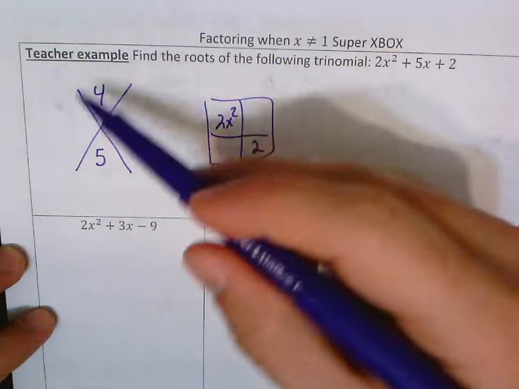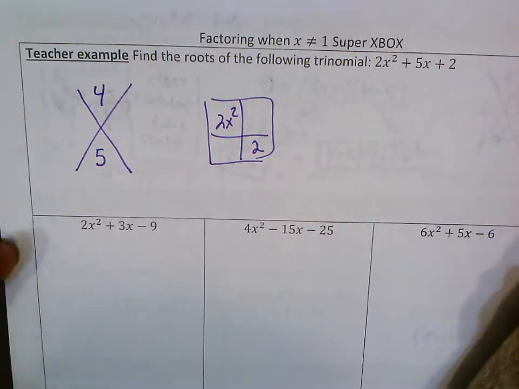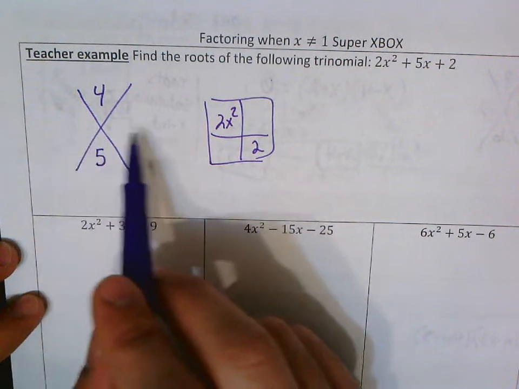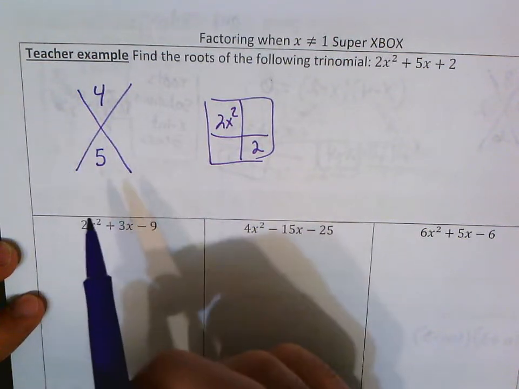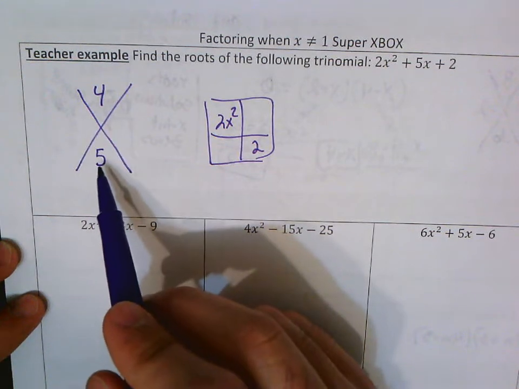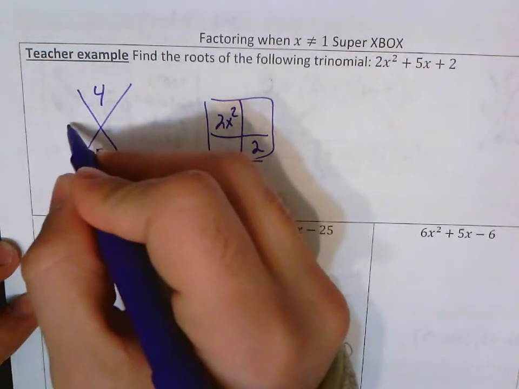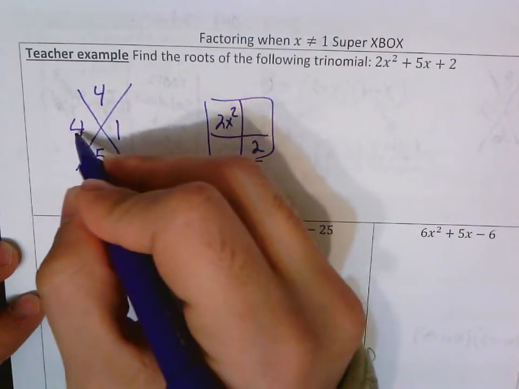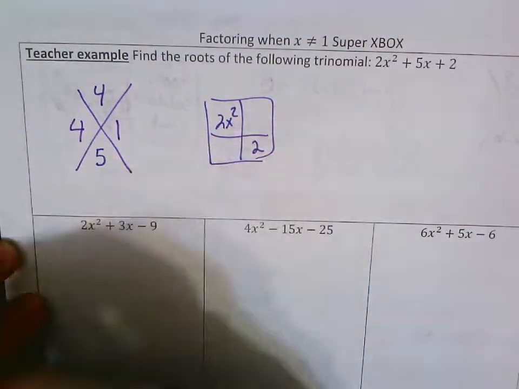Okay, now that I have this set up, I can move on to the next step. And the next step is to find the factors, find the magical numbers. Numbers that when I multiply them give me 4, but when I add them give me 5. If you think about it for a little bit, you will realize that 4 times 1 is 4, and 4 plus 1 is 5.